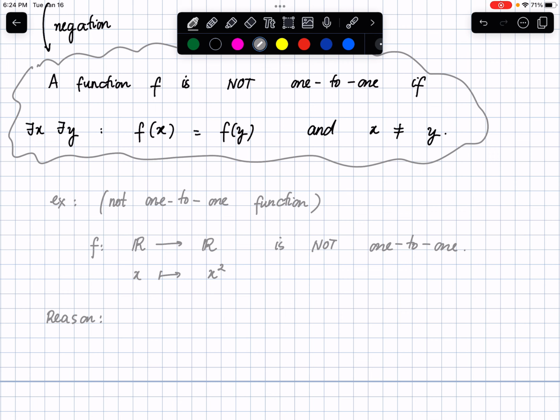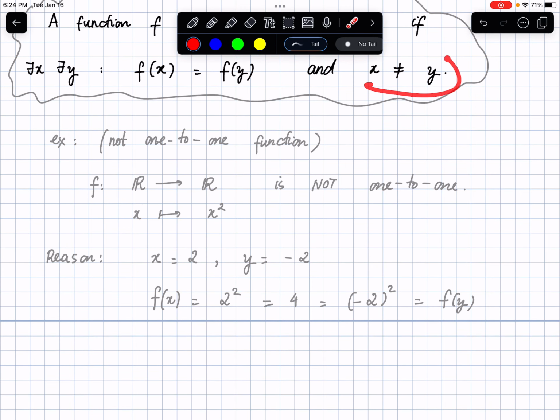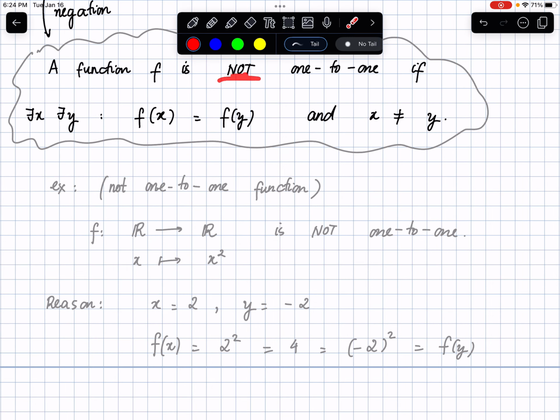So I can choose x equal to, say, 2, and y equal to minus 2. Okay? f of x is 2 squared, which is 4. And also minus 2 squared is 4. This is f of y. And x is obviously different from y. The value of f of x is the same as the value of f of y. So by definition, this is not a one-to-one function. So that is an example.